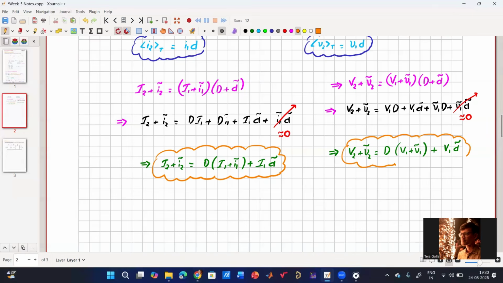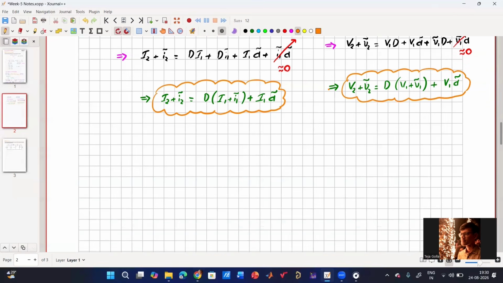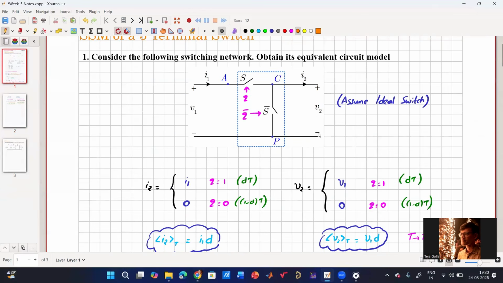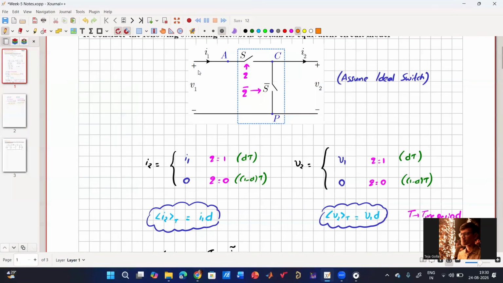In a transformer, you know that if the turns ratio is N1 to N2, you get the relation V1 by V2 equals N1 by N2 and N1 I1 equals N2 I2. So here it is something similar. That's what we are going to do now. Here we have V1 and I1 on one side and V2 and I2 on the other side.